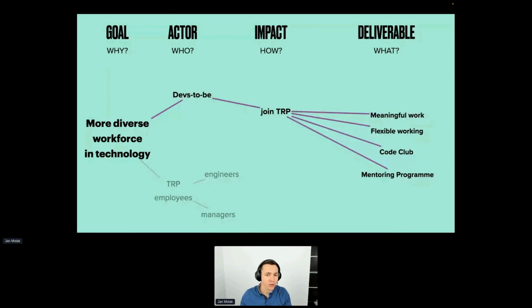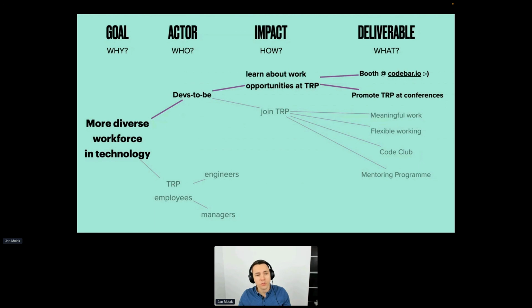And in order to encourage this impact, there's a number of things that Theoprice as a company is in control of and could deliver. For example, meaningful work, flexible working arrangements, or a mentoring program, or things like the TRP Code Club, which helps people new to software engineering get into coding. But I fully appreciate that joining Theoprice straight away might be a big step.